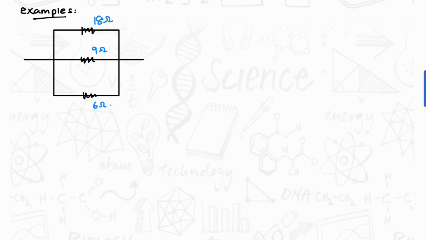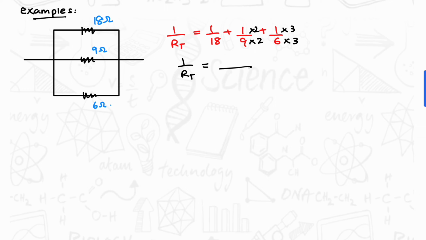Now in order to find the equivalent resistance in this, we can find 1 over RT is equal to 1 over 18 plus 1 over 9 plus 1 over 6. And we can get the common denominator, which is 18, by multiplying 9 by 2 and 6 by 3. Then we get 1 over RT will be equal to 6 over 18. Then RT will be 3 ohm.